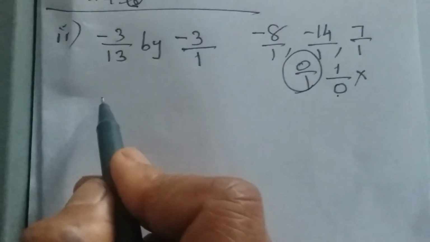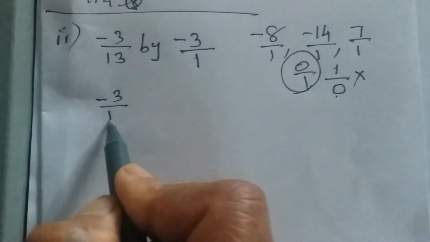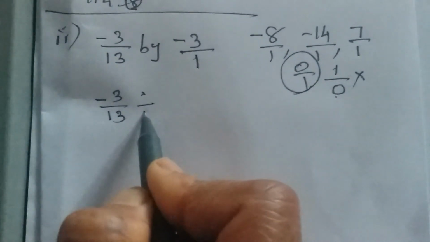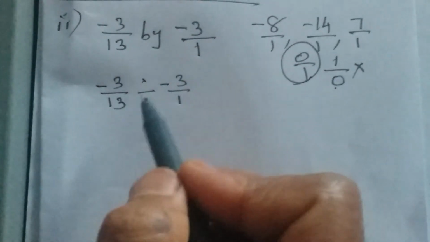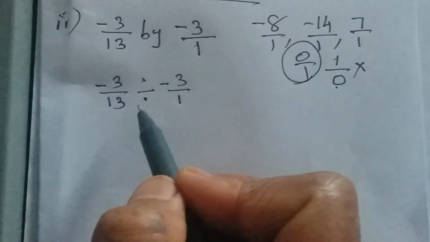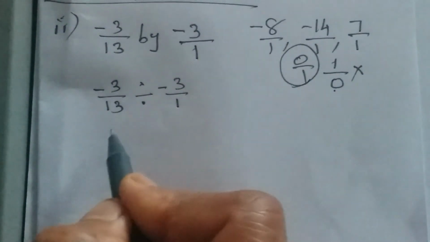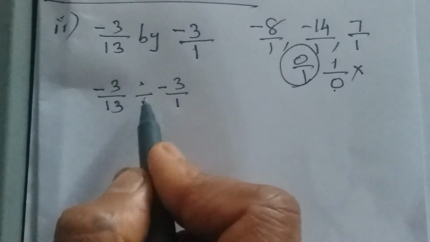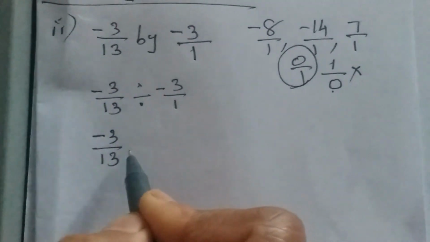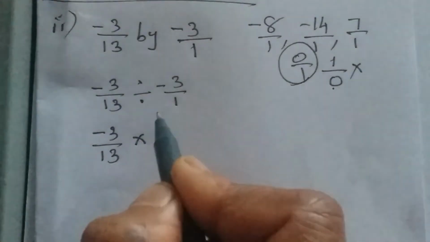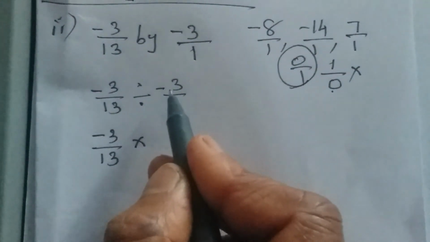Now we follow the same procedure. What is the first number? Minus 3 by 13 divided by minus 3 by 1. Write this first. Write the number, put the division symbol first, then we'll start with the sum. Now, what are the steps to be followed for division? Write the first rational number as it is, change division into multiplication, and write the reciprocal of the second number.